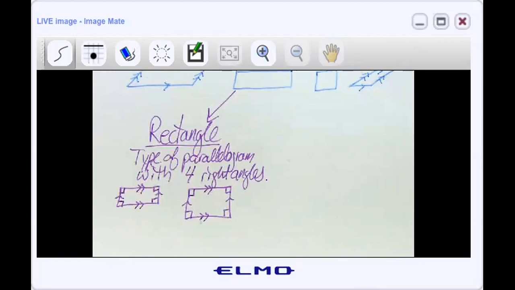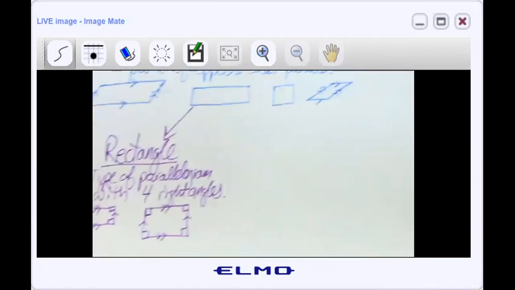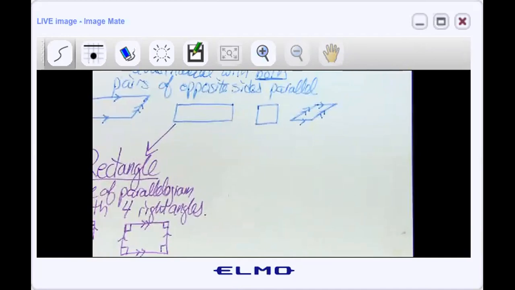Can you name another specific type of parallelogram for me besides a rectangle? A square. Yes. Give me another one besides a square. What's the name of the one that people sometimes erroneously call a diamond shape? We're not going to use the term diamond shape. What do we really call it? It's a rhombus. Yes, a rhombus.